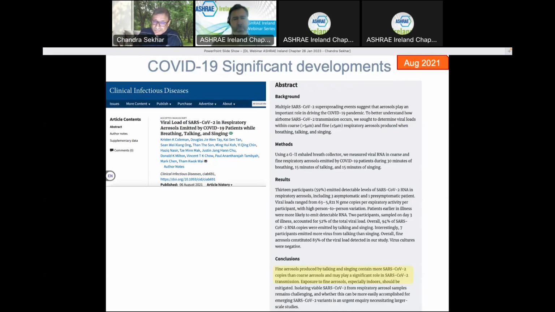And here in this particular study, they're able to show very clearly that activities like talking and singing or laughing loudly contain more SARS-CoV-2 copies in fine aerosols than in coarse aerosols. That means the fine aerosols carry more than the coarse aerosols, and they may play a significant role in the transmission. Something that maybe all of us were intuitively aware of and mindful of.